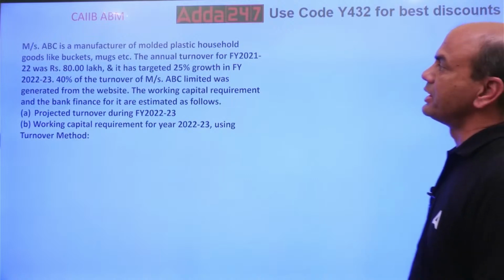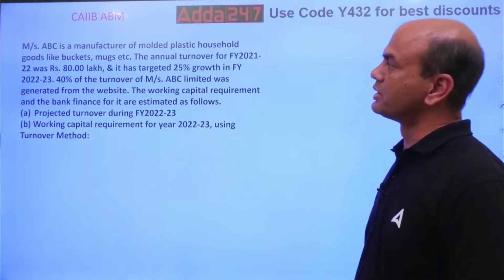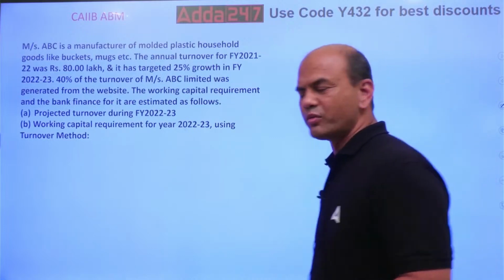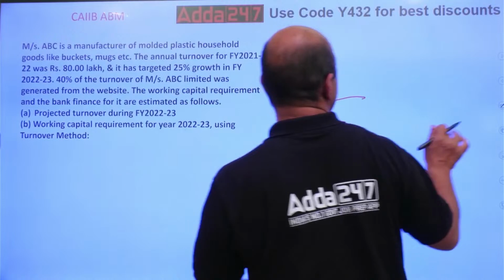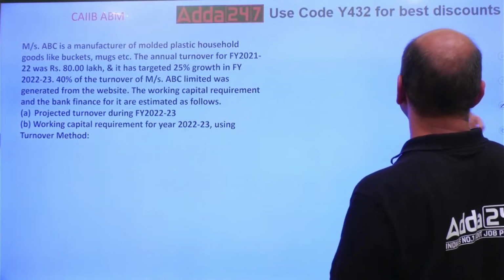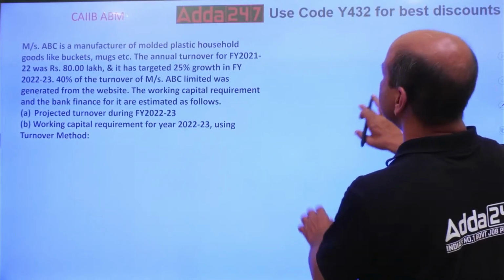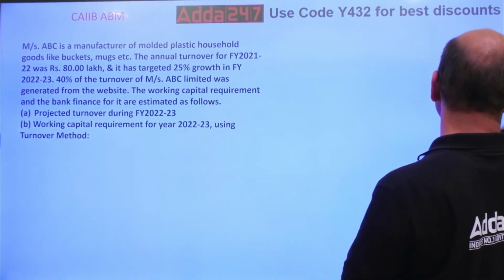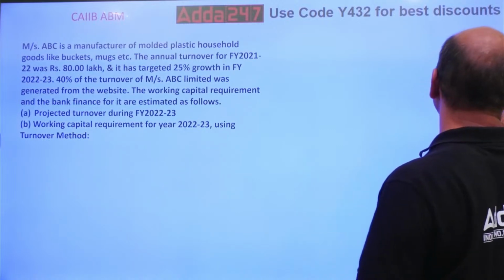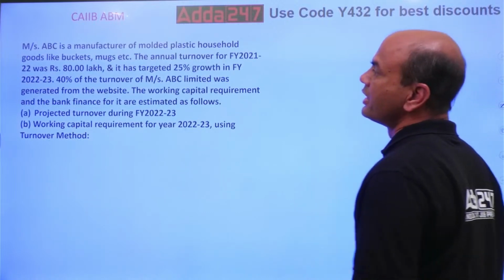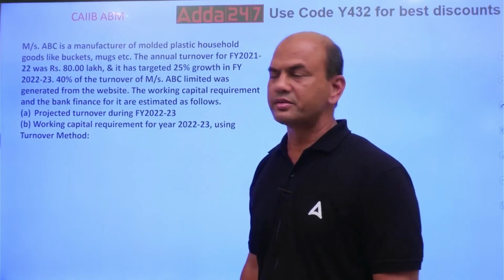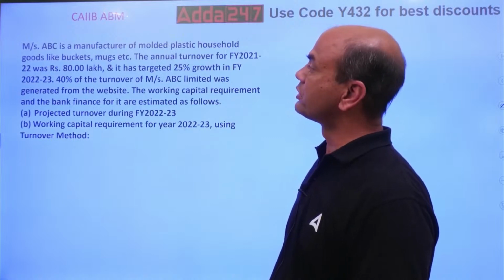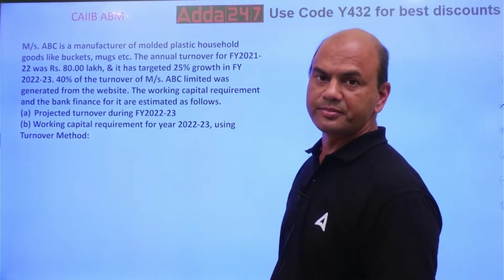ABC is a manufacturer of molded plastic household goods like buckets, mugs, etc. Basically, what does it mean? This company is a manufacturing company. Is it expanding? No, it's not expanding over here. So ABC is the manufacturer. Here, I'll read it. ABC is the manufacturer of molded plastic household goods like buckets, mugs, etc.